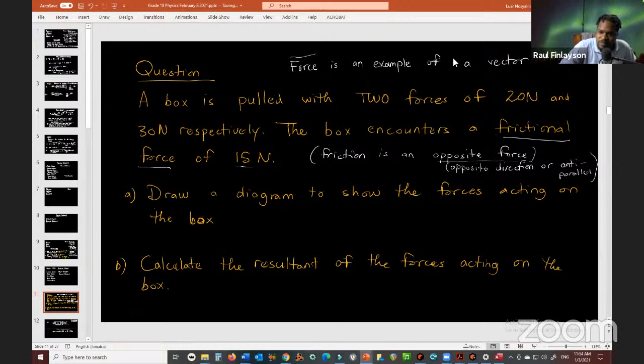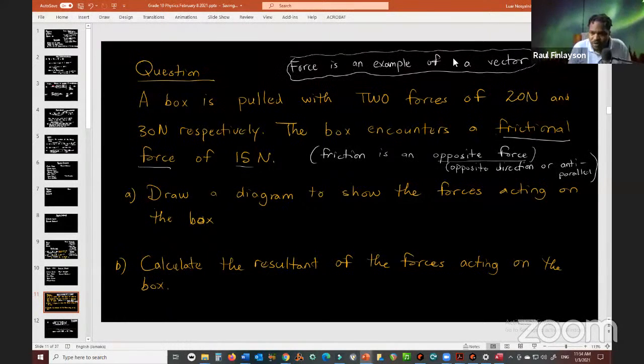Right, force is an example of a vector. I always remember that. So we don't have to tell you that it's a vector, because once you say force, you're just going to say, oh, it's a vector. All right. So remember that. And force is measured in newtons.